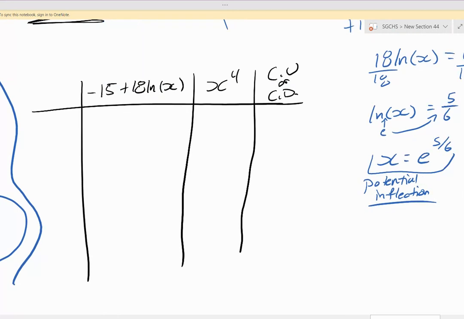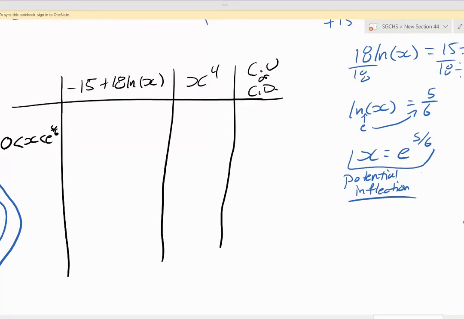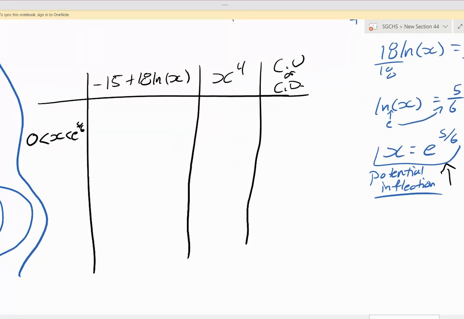I'm not going to include x smaller than 0 because you can't have that on our original function. I'm going to have my intervals being 0, x being greater than 0 and smaller than e to the power of 5 over 6 because of our potential here. And then what's happening when x is greater than e to the power of 5 over 6?